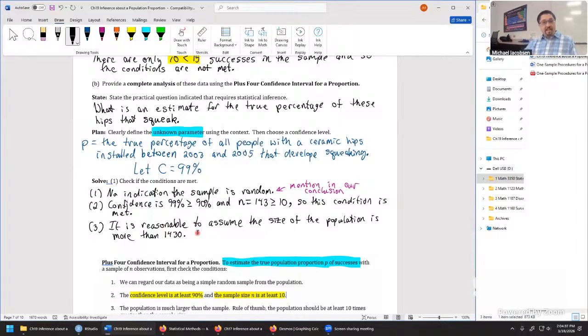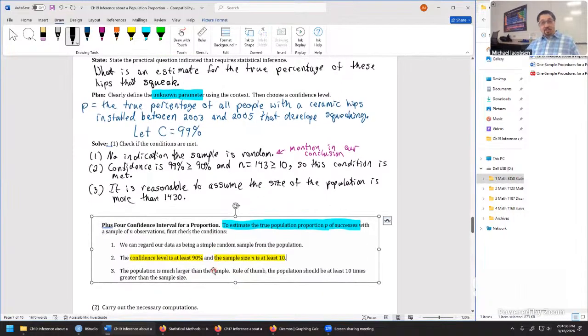If you want to go above and beyond, you can research this problem. That's probably going to be a lot of research, but you're never meant to do that. To figure out exactly how many ceramic hips were installed between 2003 and 2005, that's going beyond the scope of the course. That's a great research question, but you never have to work that hard.